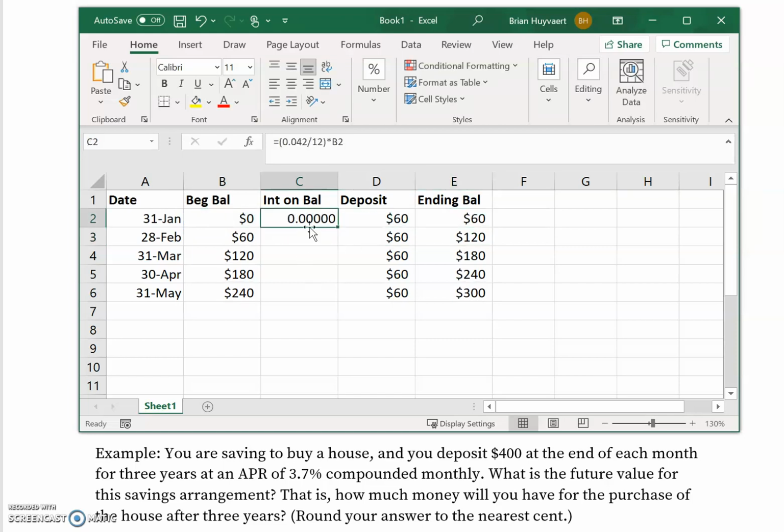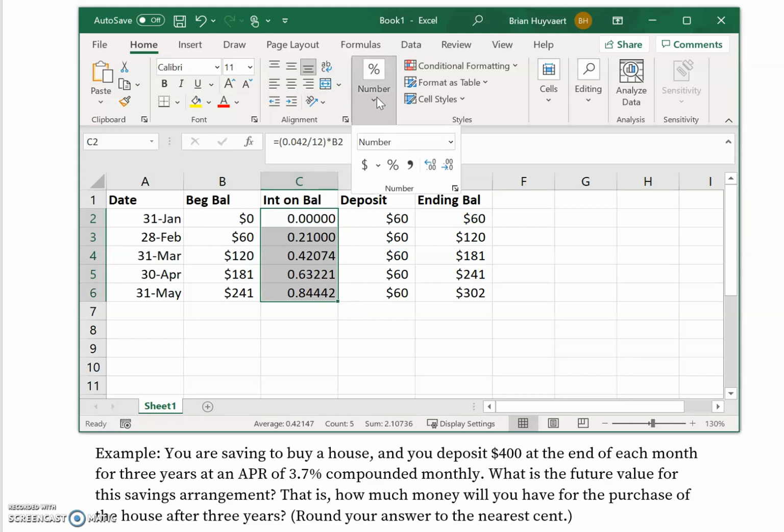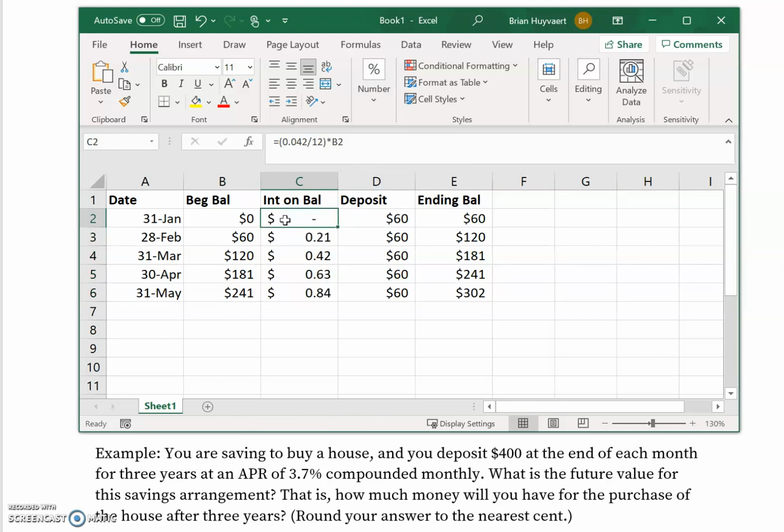Okay, because I don't want to see this as a decimal, really, just as a percentage, I'm going to highlight all this stuff as I drag it, and I'm going to change this back to a number of dollars. And in the first case, we see that there's nothing there. It just gives us a dash.